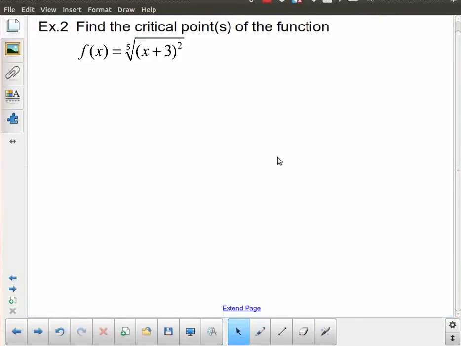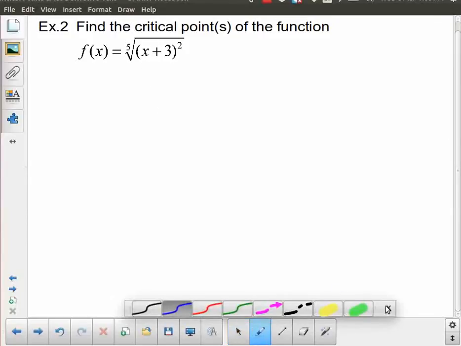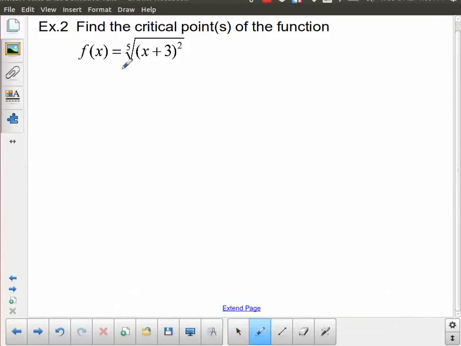For the next exercise, you can probably see from looking at the function, it does look a little bit different than what we looked at before. The structure of it is quite a bit more complicated, and that's going to introduce some new features when it comes to this whole idea of the first derivative test. So the first thing I'm going to do here is rewrite this in a form that's a little bit friendlier, a little bit easier to deal with.